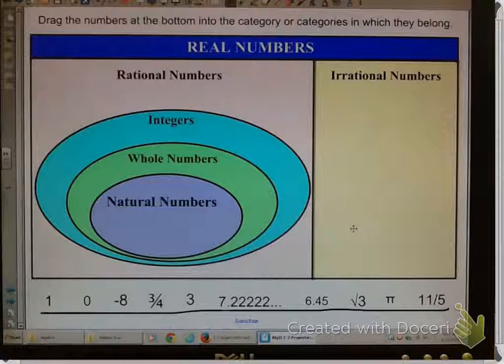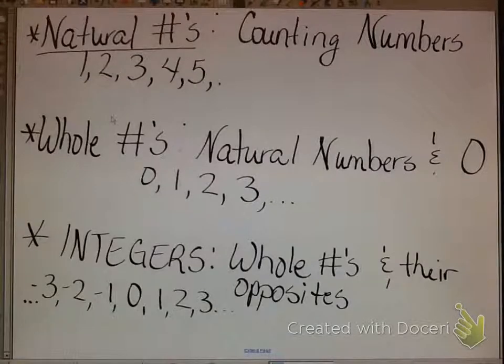Now I have to decide, are they rational, irrational, integers, whole numbers, or natural numbers? To be able to decide which category I need to fit them into, I probably need to know the definitions of each of these words. So if you look here, I've got this written out for you.